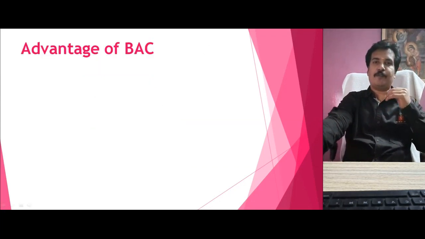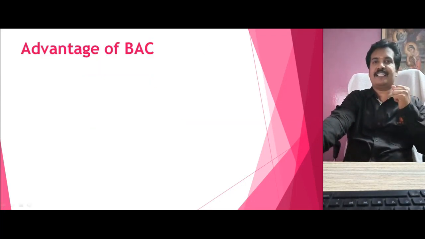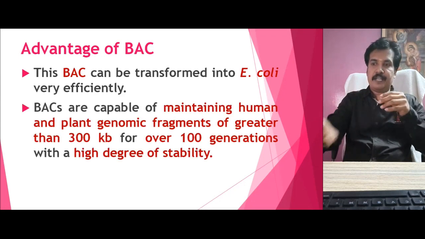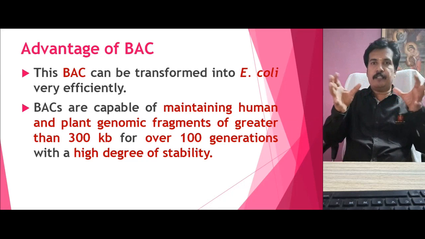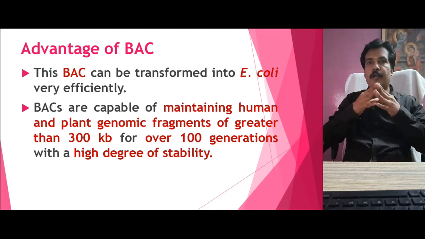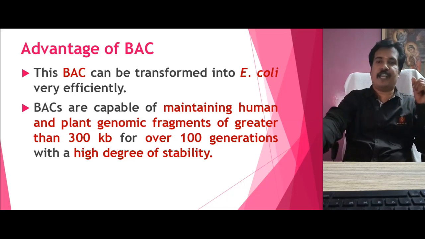So let us discuss what are the various advantages the BAC has. The BAC can be easily transferred into E. coli very effectively, and it can be maintained in the E. coli carrying a large genomic fragment of an animal or a plant, even a human one, up to 300 kilobase pairs, with a high degree of stability for up to 100 generations. So this was the major advantage the BAC had, so that higher species genomic libraries can be effectively constructed within a short period of time.